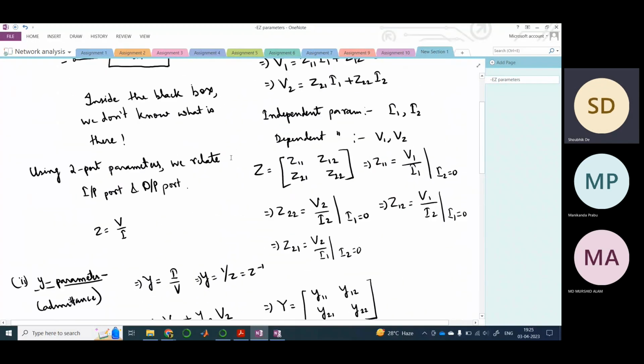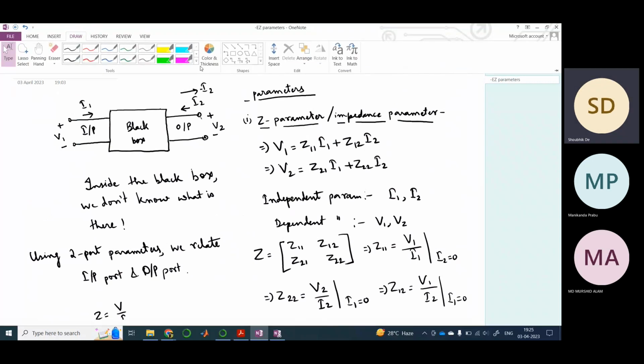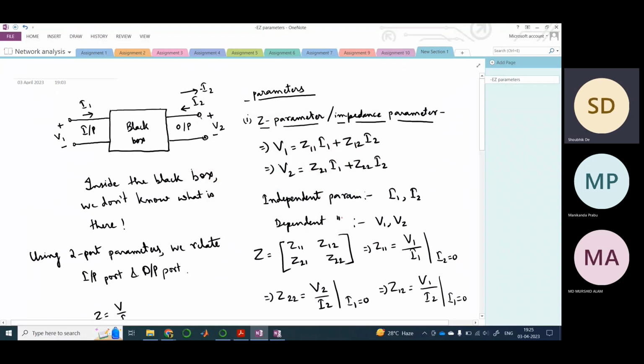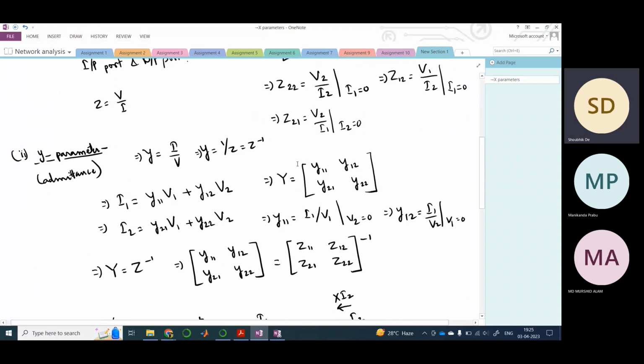Now we will go into the problem. You need to remember these formulas particularly. So for the Z parameter, this one, then for the Y parameter, this one.